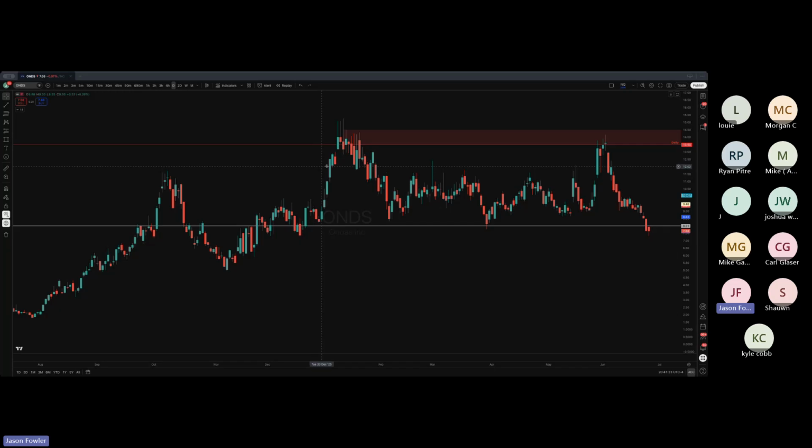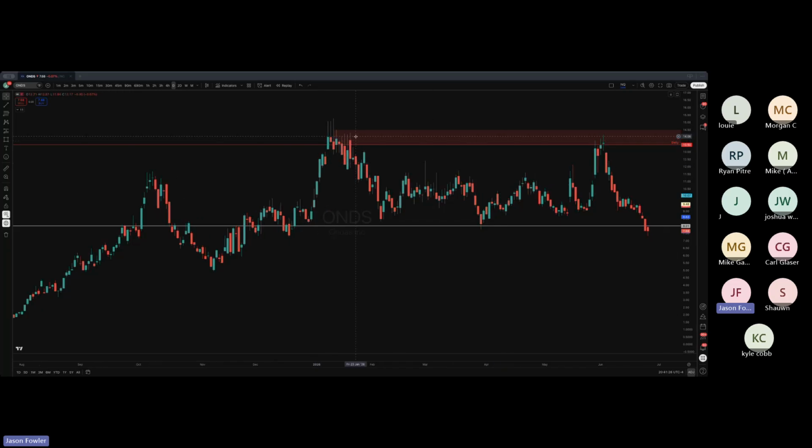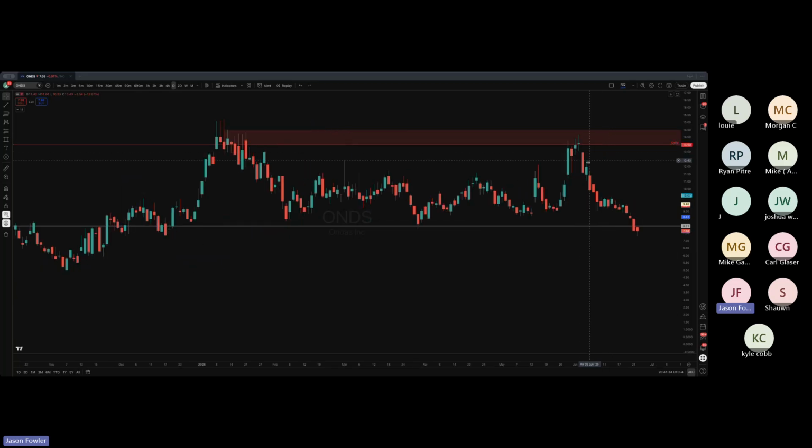The reason I said this is a zone within a zone is, look, we tested here, we rejected a few times. But when we had that last strong move on ONDS, it came up here again. And this is a perfect example of a rally base drop.